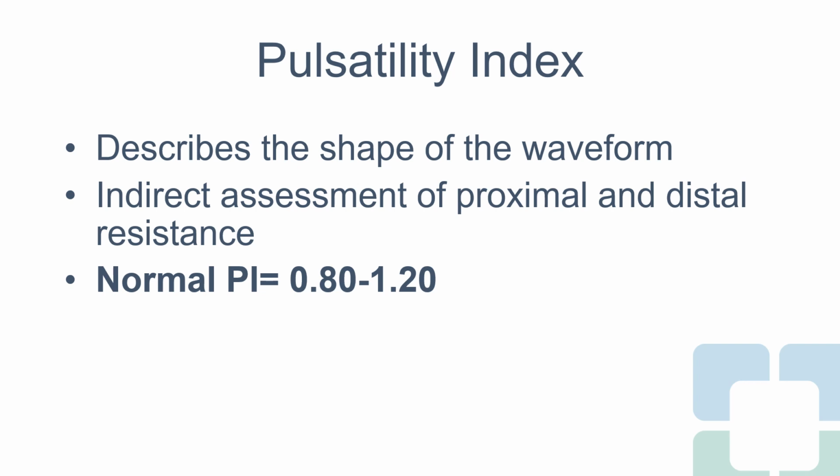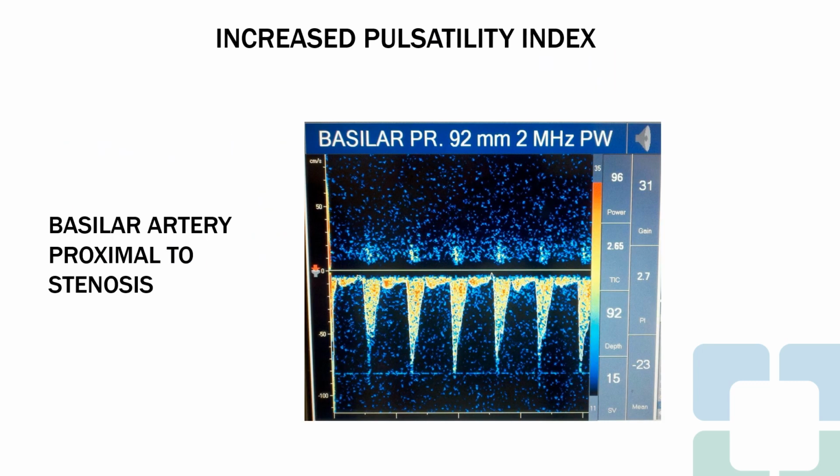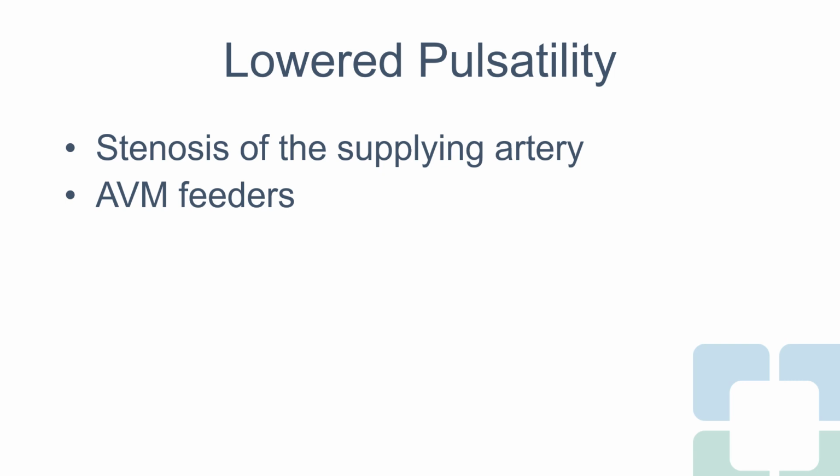This describes the shape of the waveform. It's an indirect assessment of the proximal and distal resistance. A normal pulsatility index is 0.8 to 1.2. When you see increased pulsatility, this could be proximal to a stenosis or occlusion. It can be seen in increased intracranial pressure and in microvascular disease. In this example in the basilar artery, you can see the pulsatility index is increased to 2.7. This is proximal to a stenosis in the basilar artery. Lower pulsatility can be seen distal to a stenosis of the supplying artery or in AVM features.